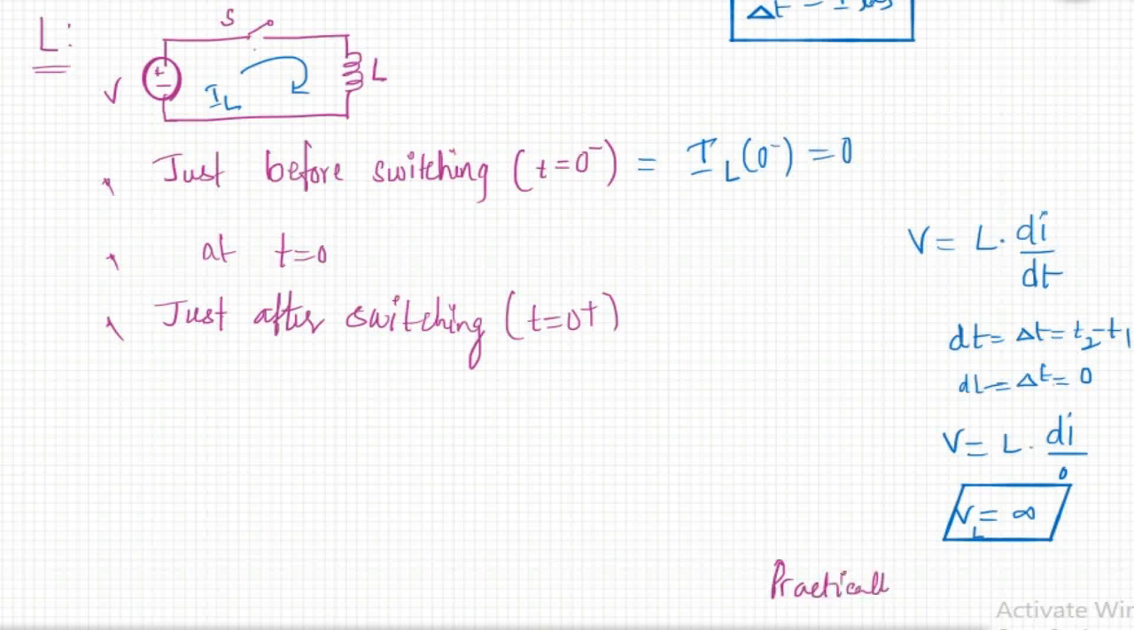Practically not possible. That means if you allow a current to change suddenly within a very small fraction of time in inductor, the voltage across inductor will be very high. That is almost infinite. It is not possible practically. That's why our inductor will not allow sudden changes in current for a very little fraction of time. Okay, that means this inductor here doesn't allow sudden changes in current.